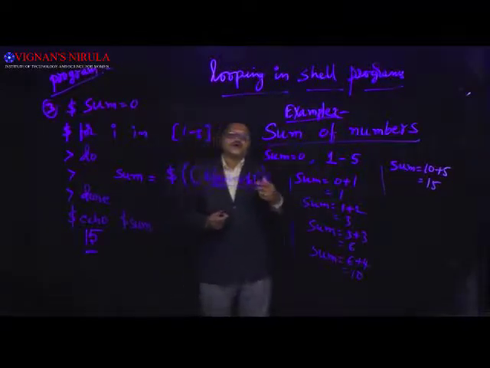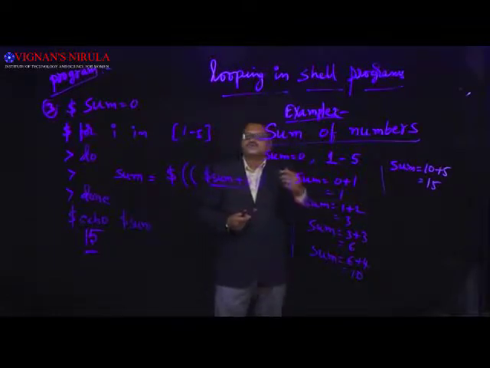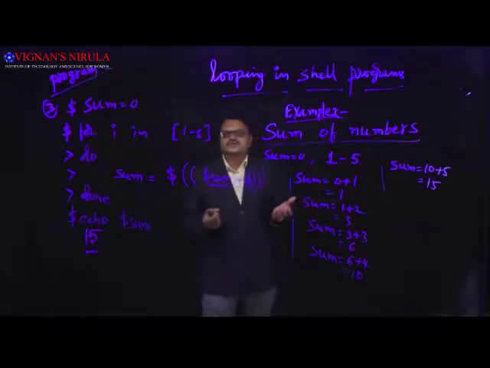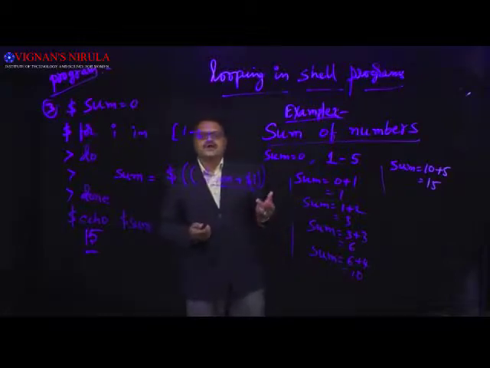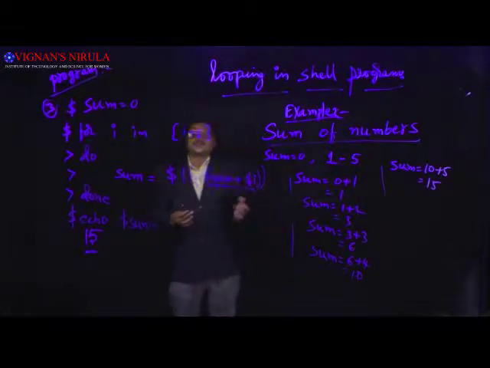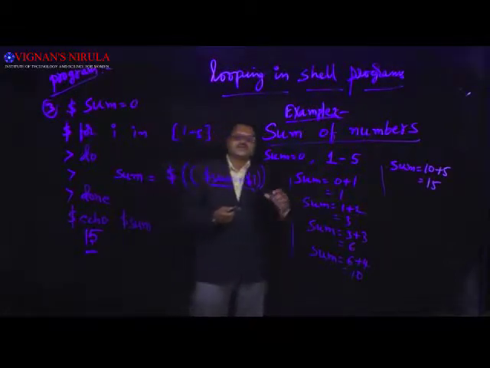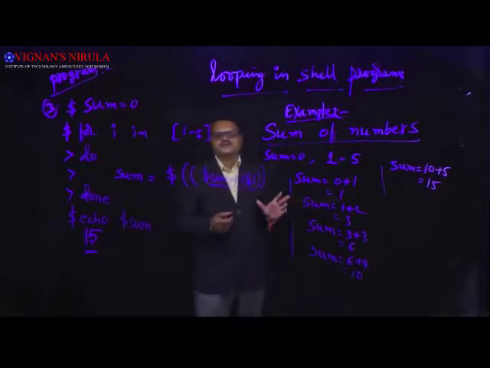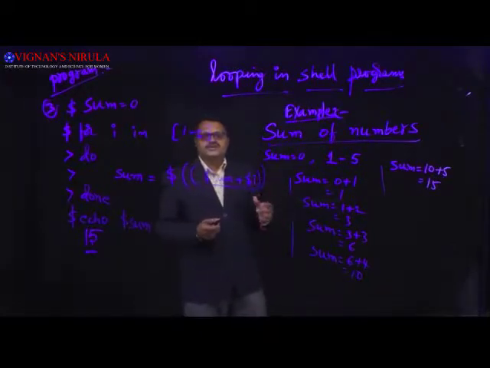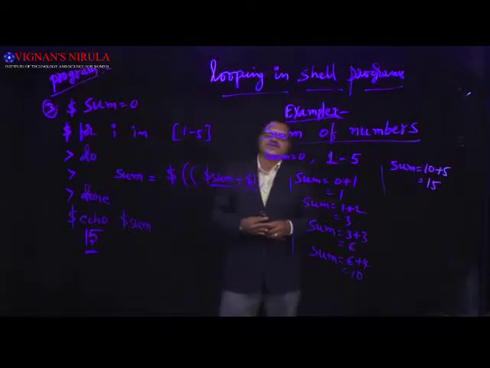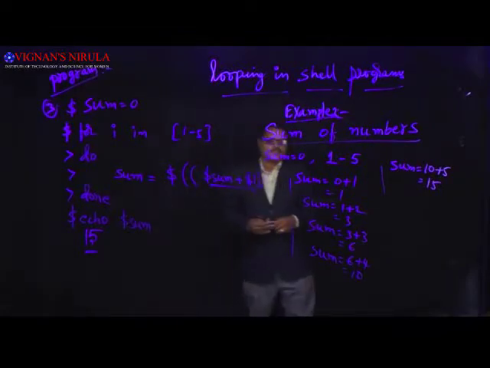This is a simple example with 1 to 5. Normally in real time we use a range of values like 1 to 100 or 1 to 1000, depending upon the number of iterations required. That means repeating the same statement n number of times is nothing but looping.